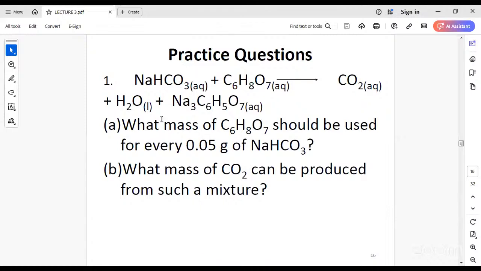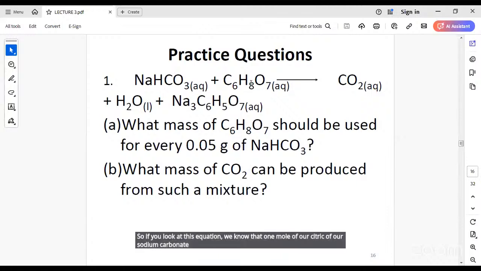So if you look at this equation, we know that 1 mole of our sodium carbonate will actually give us 1 mole of our citric acid.